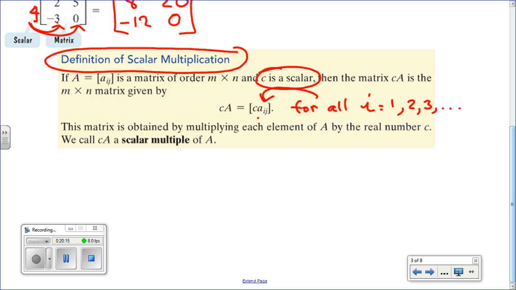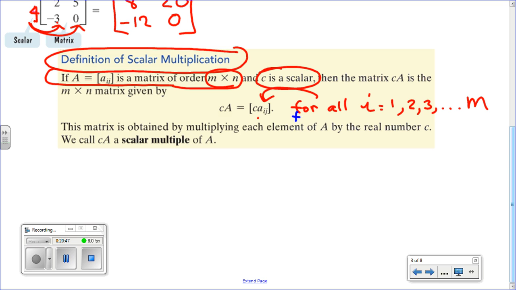So how many rows does that matrix have? Nope. The answer is a letter. Put in a G. Okay, so right here, you guys need to get used to reading. The answer is here. If A is this matrix of order m times n, it means that it has m rows.